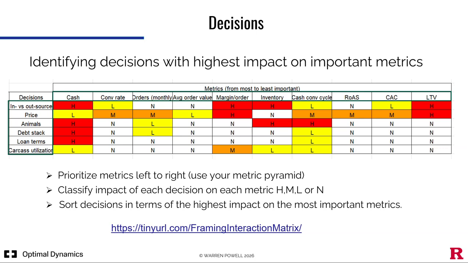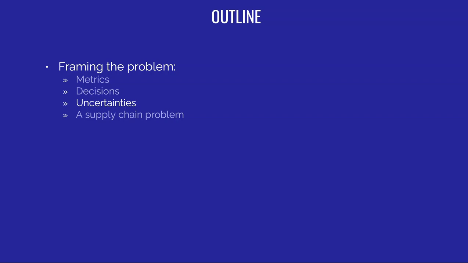what you then want to do is to identify the decisions with the highest impact on the most important metrics. Okay? And that's how we sort down, because if you just sit and say, what are all the decisions, you can really end up with quite a long list.